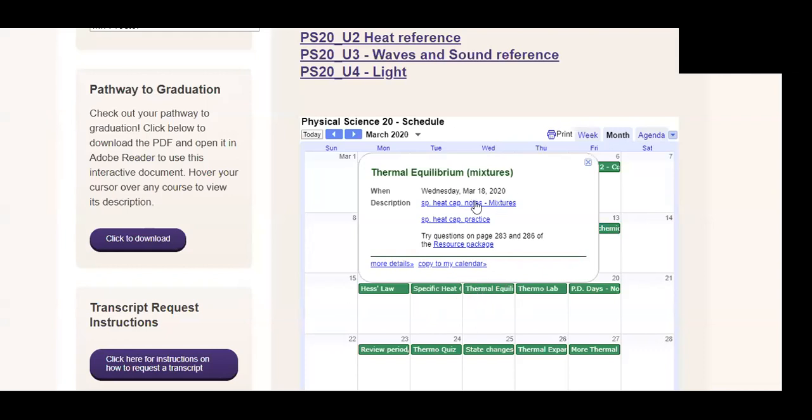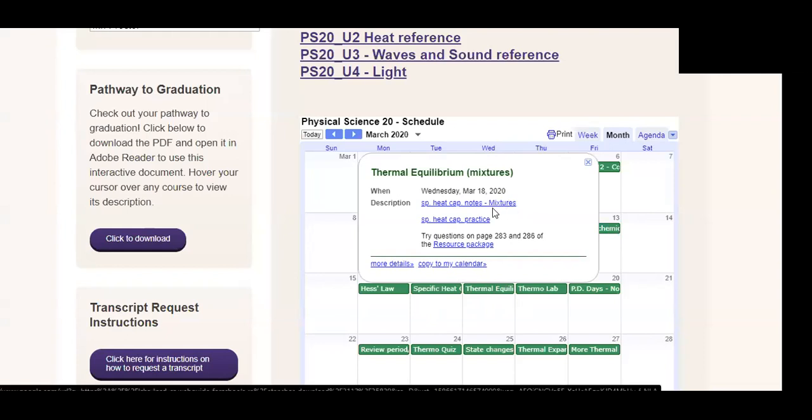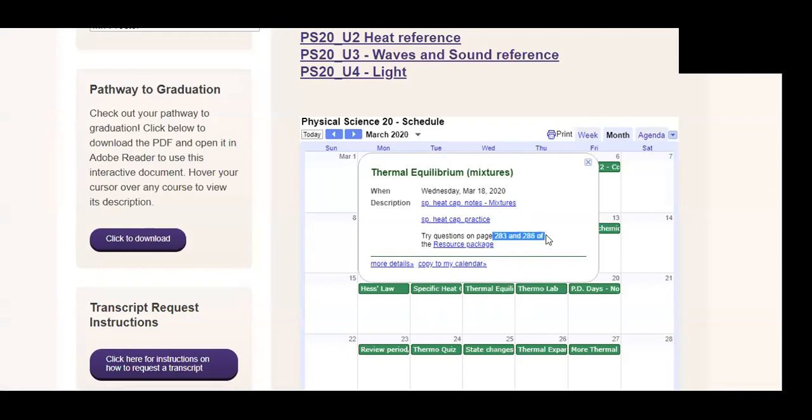So again, the notes should be online if you want to just read through them. The questions will be similar to what you would have clicked on yesterday. There's also a resource package if you want to do some reading on your own. Forgive me, once in a while I'm going to clear my throat. So let's get into today's lesson.